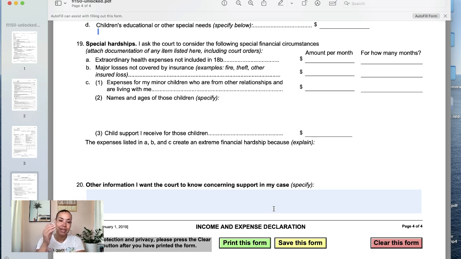Then the last thing is you attach your pay stubs, 2 months of pay stubs, or 2 years of profit and loss statements, or your Schedule C. So it all depends on your situation. You get this signed, you attach those things, and before you file it with the court, you need to serve it on your spouse. This is not scary.